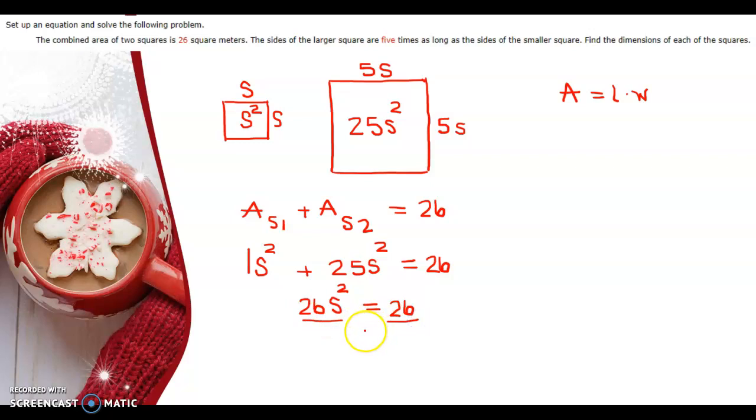Someone at means that you undo subtraction and addition first. There is none. Domino's made means you undo multiplication and division next. So we have multiplication. So we're going to divide both sides by 26. And we get S squared is equal to 1.